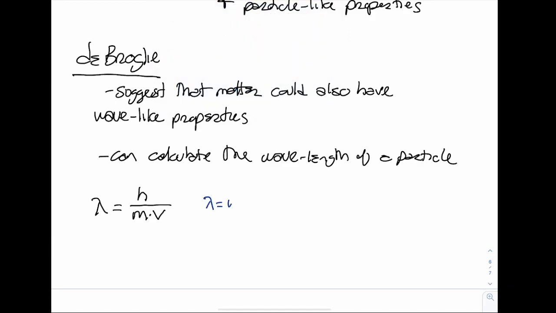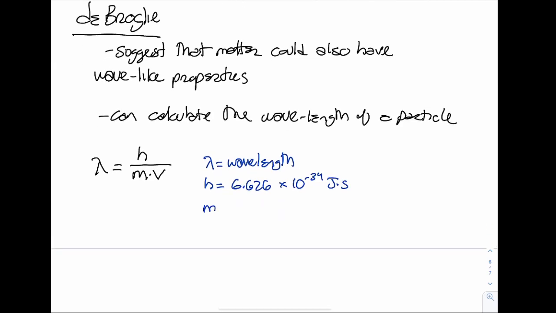lambda is still my wavelength. H is still Planck's constant. It's still constant. It's still on the back of your periodic table. M is going to be my mass. And then this is really important for our units to work out. The mass does need to be in kilograms. If it's not in kilograms, our units will not work.